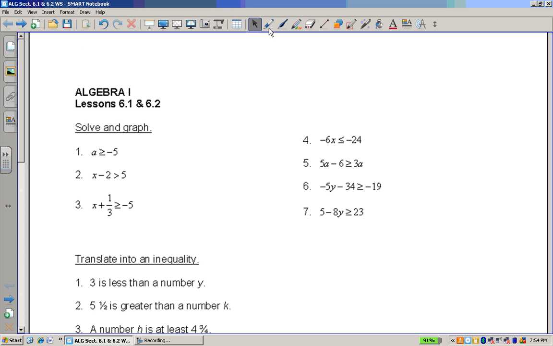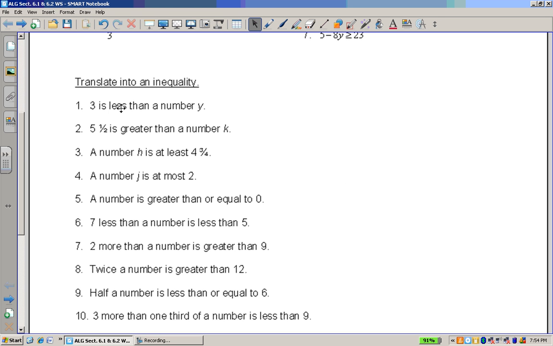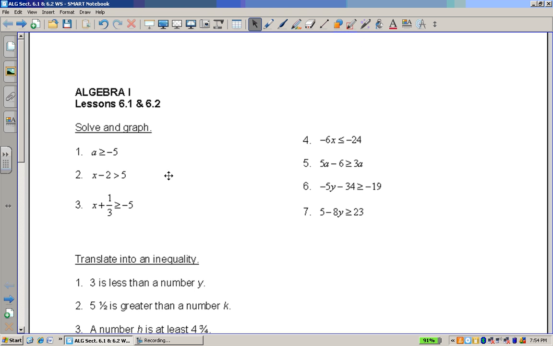Today we're going to be looking at solving and graphing one variable inequalities. We're also going to look at translating from words into expressions, more specifically into inequalities. Let's go ahead and get a start.